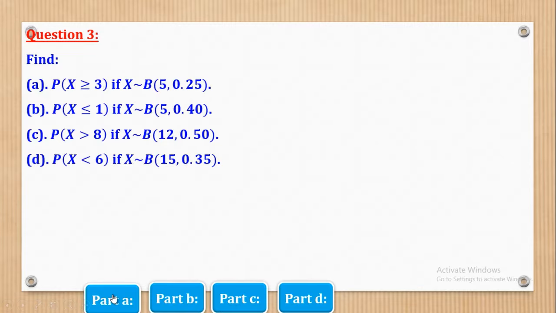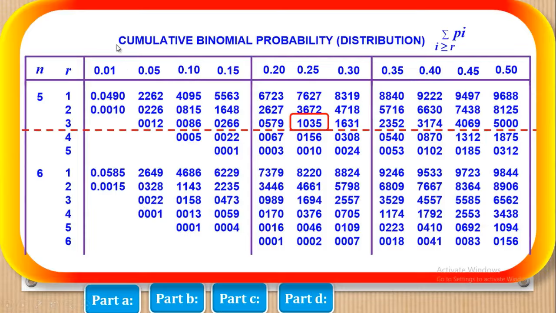Therefore, first of all you must look at this word, cumulative binomial distribution table. If you have forgotten, the sign is also here at the heading of the table: greater than or equal to r. So our n is 5, r is 3, and p is 0.25. Therefore, the intersection is 0.1035, and that will be our probability.